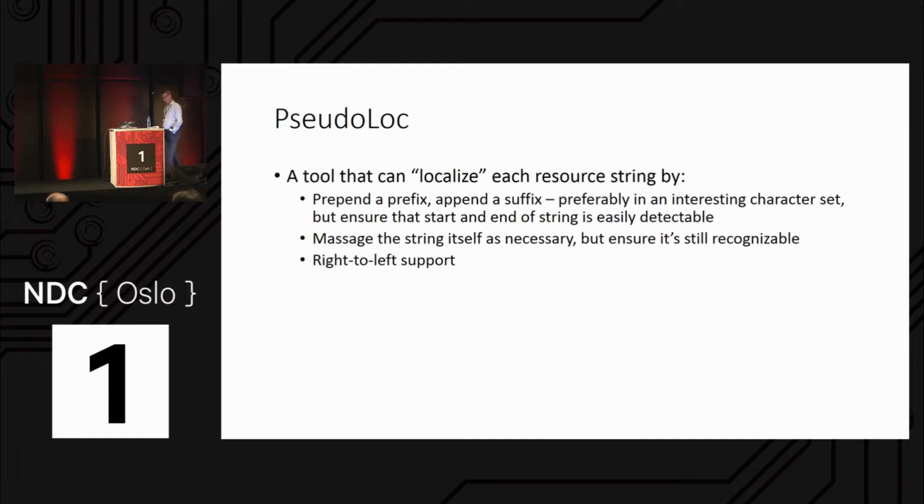PseudoLoc is a tool that can be used to test the localization of an app. It takes the file of resource strings and mangles it. It prepends markers to the start and end of each string, and can do different stuff as well. You can maybe change left to right to right to left to see how that works, even if you're not actually having an Arabic or Hebrew or whatever interface.